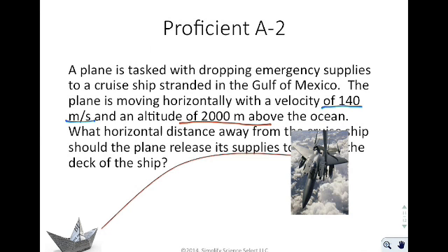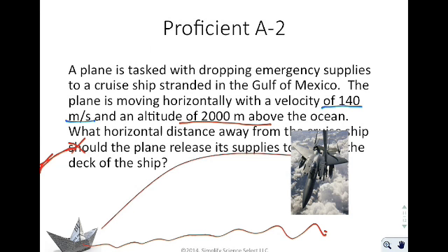Okay, so at this point, we're trying to figure out the distance away that it should let go of its supplies so that it lands on this ship below. Now, if I were to let go of the supplies right above the ship, the supplies would continue to move in that same direction just like the plane as they fell. So what we have to do is figure out, okay, how far are the supplies going to move as they fall to the deck of the ship?